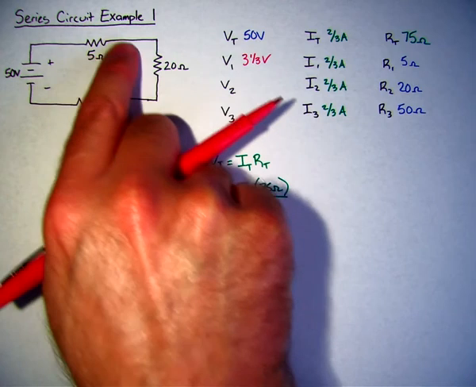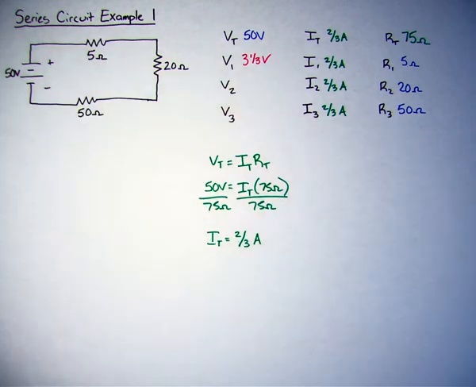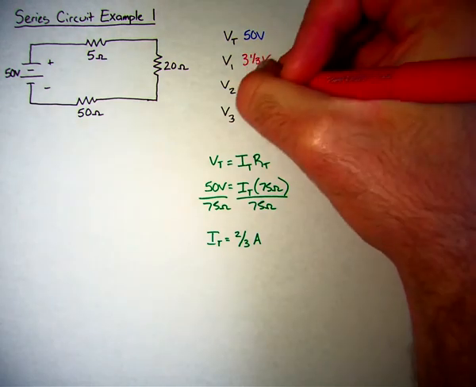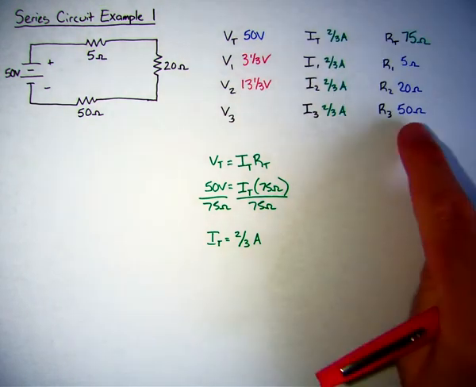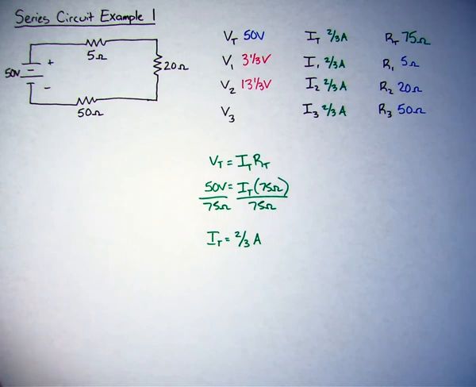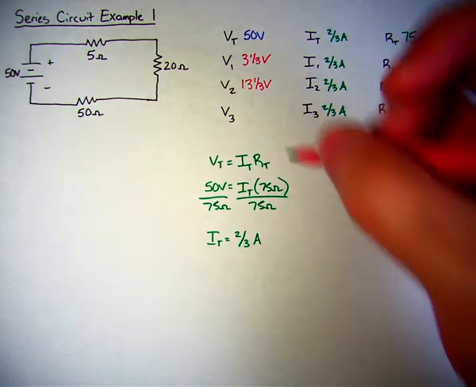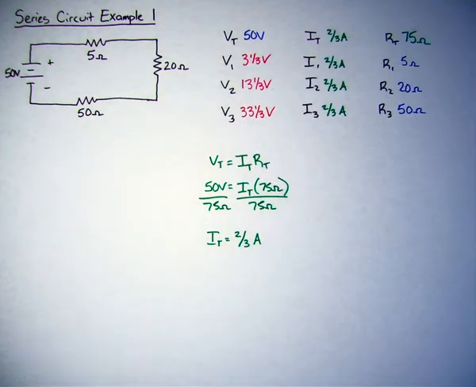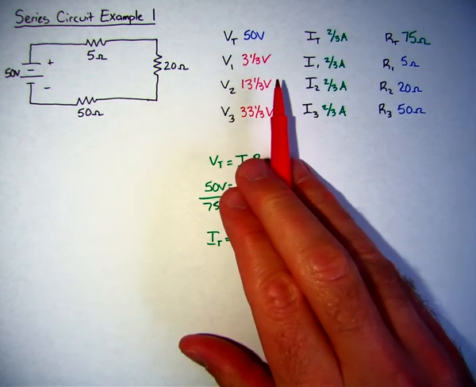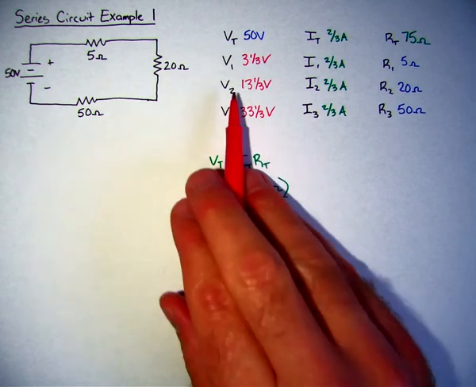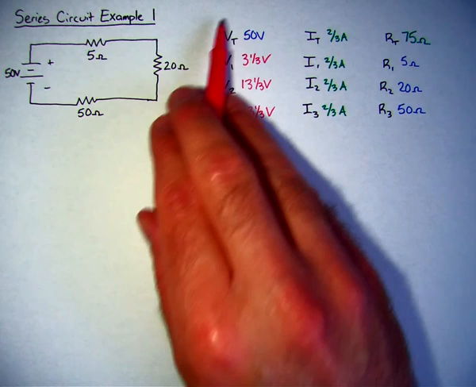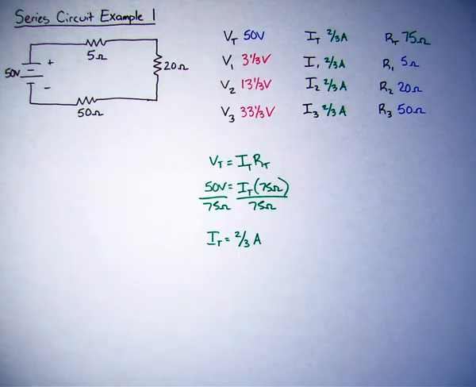So 3 1/3 volts. Then if I look at the next one, 20 times 2/3, I end up with 13 1/3 volts. And then for the last one, 50 times 2/3, I have 33 1/3 volts. And if you notice, the last rule does hold true: 33 1/3 plus 13 1/3 plus 3 1/3 volts, those all add up to the total voltage, that's 50 volts.